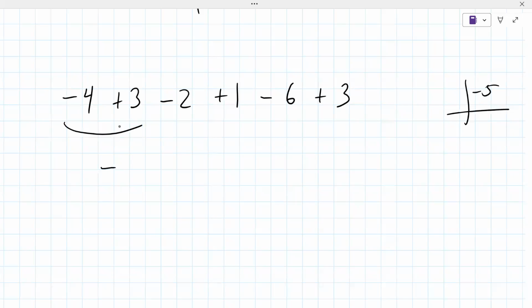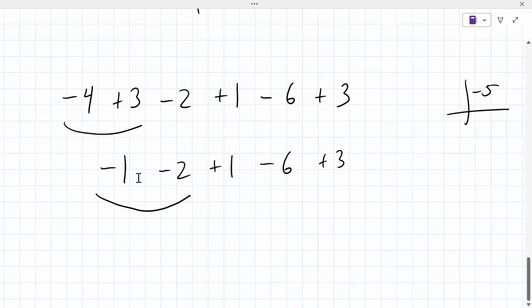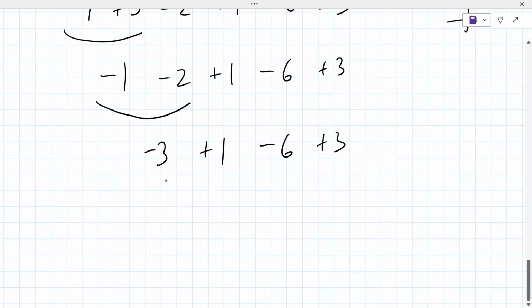So the first two here, this is -1. I know it's a lot of writing, but it's good to just bring down and show the work that you're doing. -3 + 1, -6 + 3. This becomes -2. Oh, I messed up.